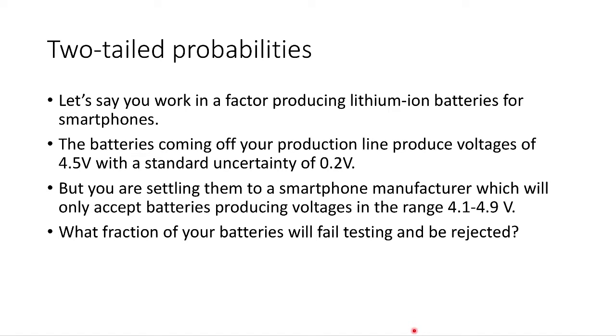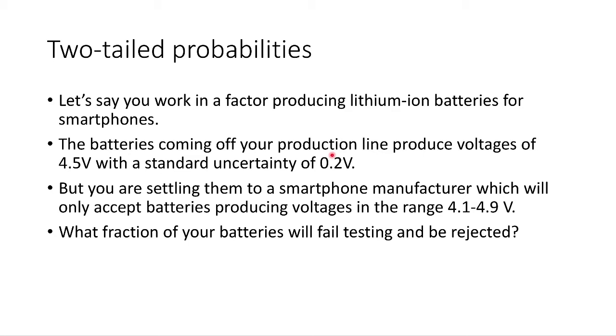Let's give an example. Let's say you work in a factory producing lithium-ion batteries for smartphones. Now, the batteries coming off your production line are not going to be exactly the same because of slight manufacturing imperfections, slight changes in the chemical composition of what your suppliers give you to put in the batteries, and so on. So let's say they produce voltages with a mean of 4.5 volts and a standard uncertainty of 0.2.